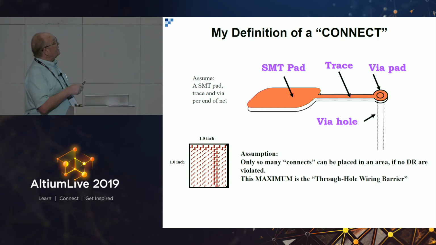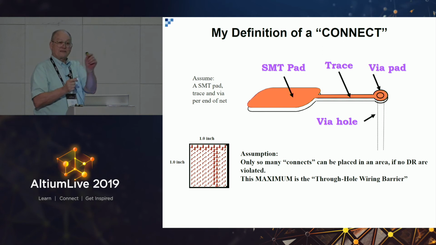So one term that I use, you've probably never heard of, is a connect. A connect is an SMT pad, a trace, and a via pad. So those three elements right there is what I call a connect. I don't like to use pads and traces because they don't really mean anything unless you're talking about transmission lines. If you're talking about density, it doesn't help at all. Because if you take a centimeter or a couple of centimeters, there's only so many of these connects that you could put into that space with the spacing rules you've selected. And once that's full, you've used up all the surface area.